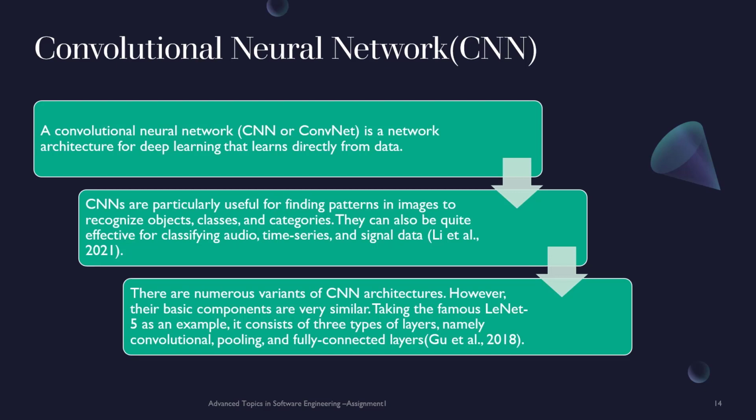They can also be quite effective for classifying audio, time series, and signal data. There are numerous variants of CNN, however, their basic components are very similar. Taking the famous LeNet-5 as an example, it consists of three types of layers, namely convolutional, pooling, and fully connected layers.